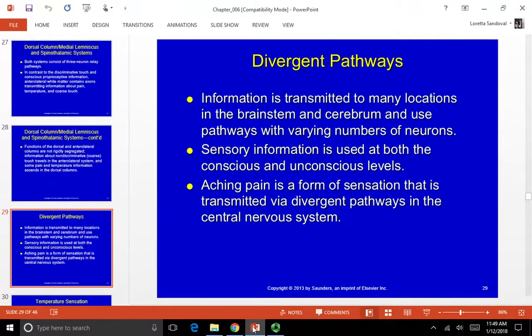Okay, so we're just going to review that information. Divergent pathways, the reason it's called divergent is because the information is transmitted to many locations in the brainstem and cerebrum. And it uses pathways with varying numbers of neurons. So a lot of times it's slower than the fast pain pathways, because the fast pain pathways are a three neuron path. The divergent pathways can have varying numbers. Sensory information is used at both the conscious and the unconscious levels. So aching pain is a form of sensation that's transmitted via divergent pathways in the central nervous system.